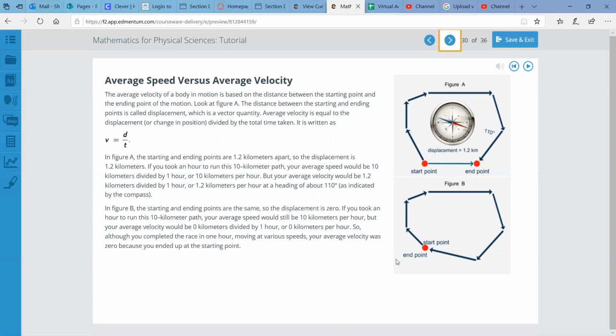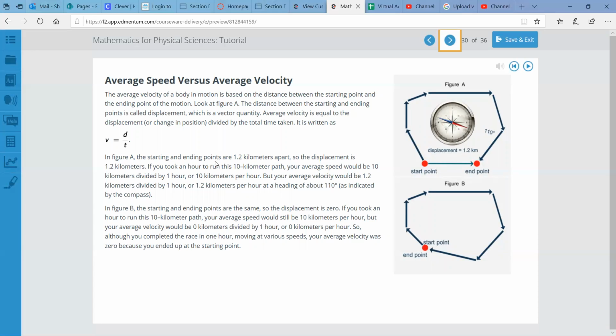So here, the displacement from the start and end is 1.2 kilometers. You start here, but you run around this way. However, from the starting point, you're 1.2 kilometers away. So we have 1.2 for displacement divided by the time, which is 1 hour.